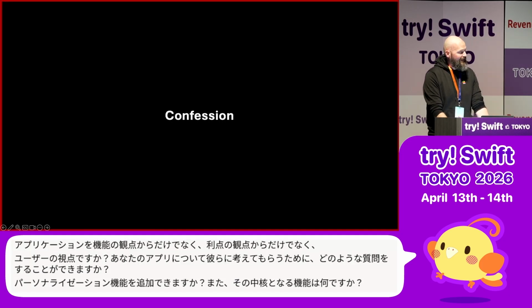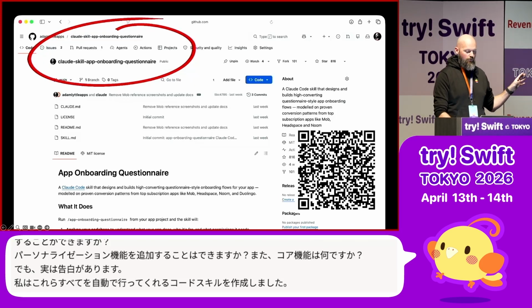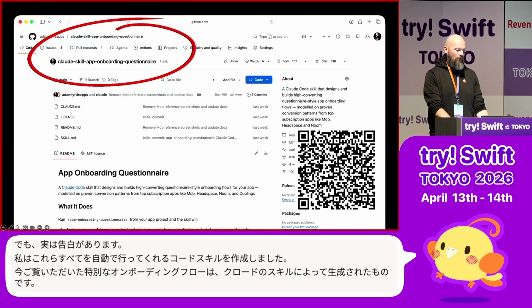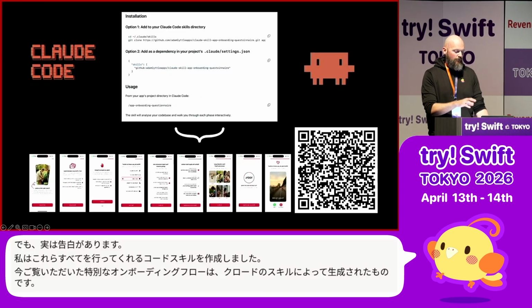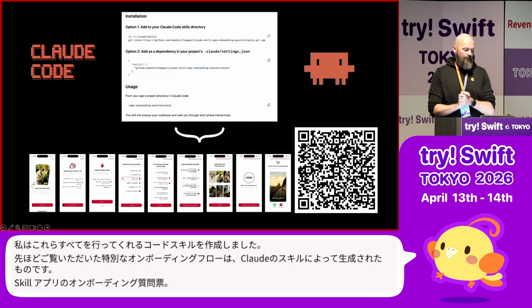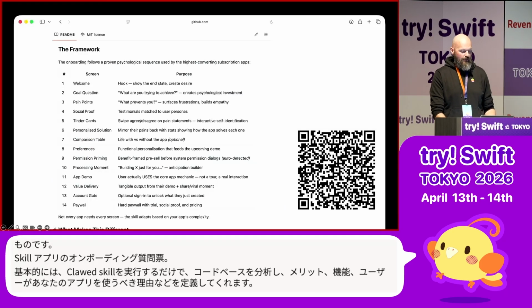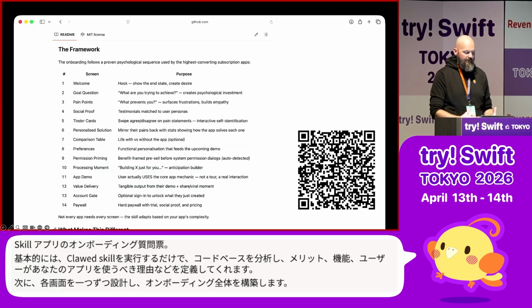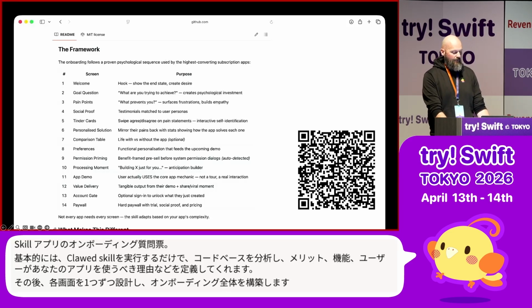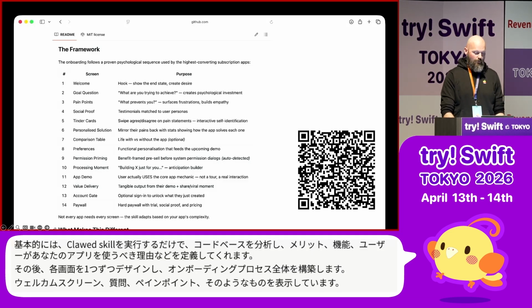But I've got a confession. I created a Claude skill that does all of this for me. The special onboarding flow that you've just seen was generated by a Claude skill using the skill app onboarding questionnaire. You basically just run the Claude skill, it analyzes your code base, it will define the benefits, the features, the core reasons someone should care about your app, then it designs each screen one by one and builds the entire onboarding flow. It shows the welcome screen, the questions, the pain points, that sort of thing. And you can check it out, download it for Claude Code. That QR code goes straight to the repo for it.